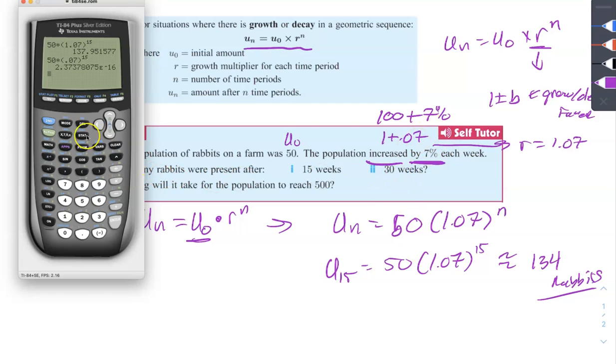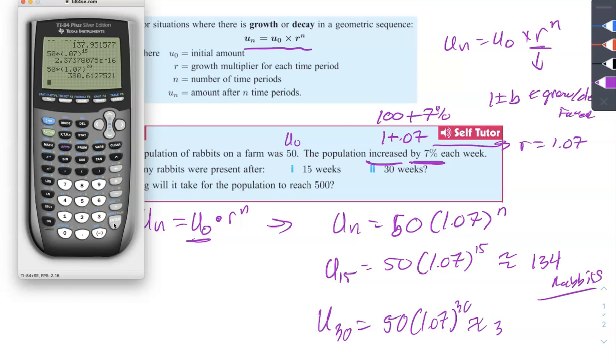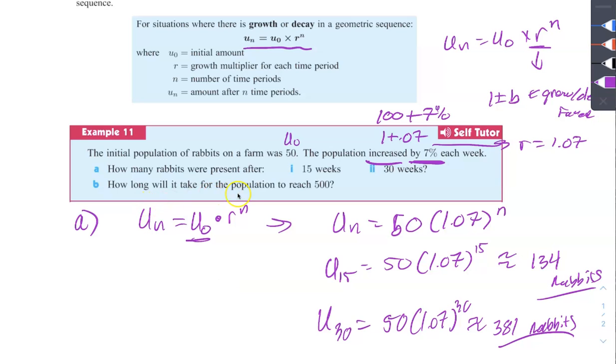Now 30 weeks. Do the same thing for 30. Let's plug it in. I'm going to go back, select my expression, and change that to 30. We get U30 equals 50 times 1.07 to the 30, and we get approximately 381 rabbits after 30 weeks. So there we go.